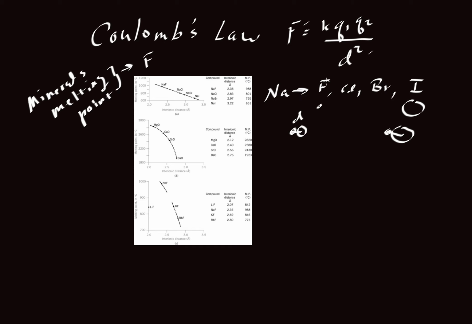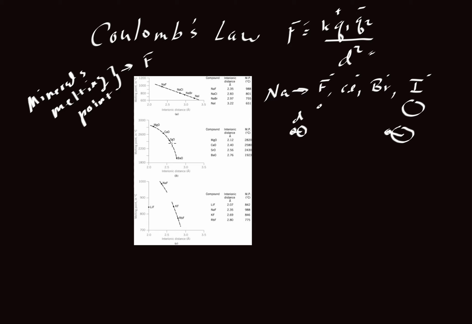The neat thing about this, by the way, is that the Q1 and Q2 are effectively constant. The only thing that's being changed in this diagram is the distance due to the different sizes of these atoms. All of the Q's in this case are a +1 for sodium and a -1 for either fluorine, chlorine, bromine, or iodine. So the only thing that's changing in this equation is this distance, d squared.